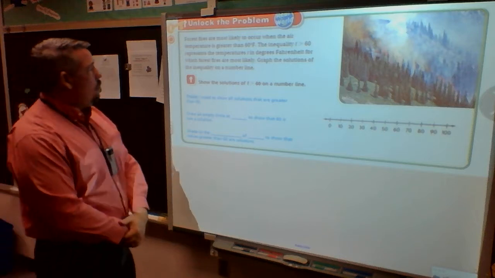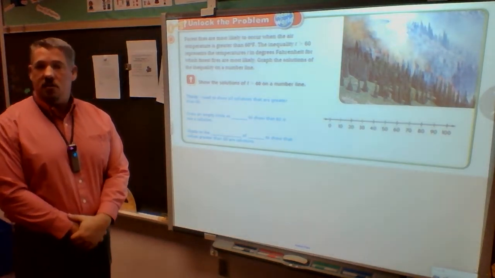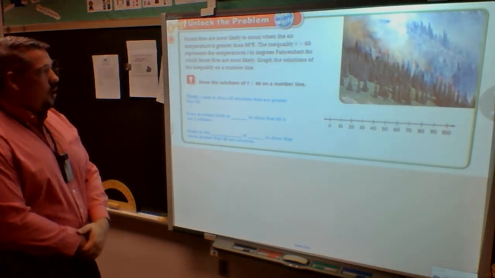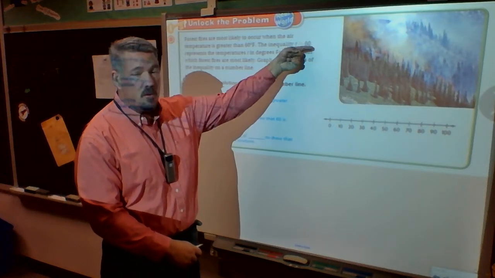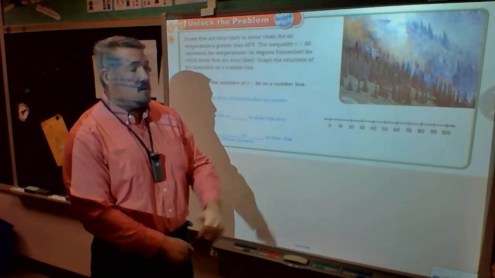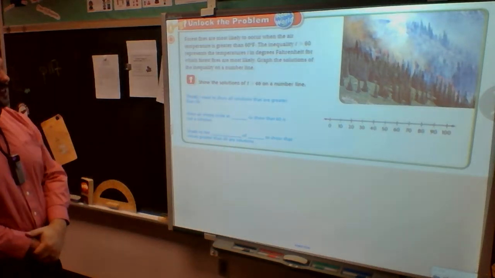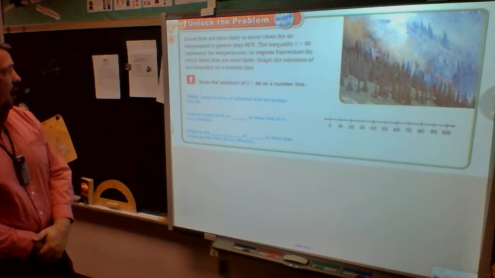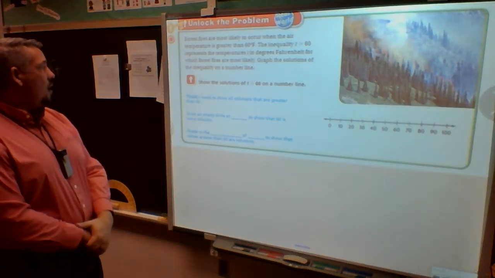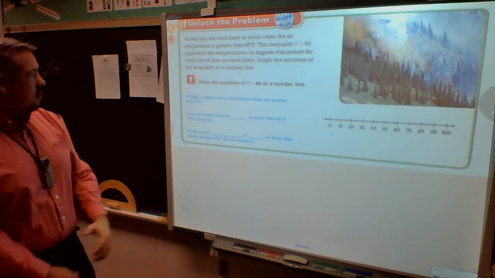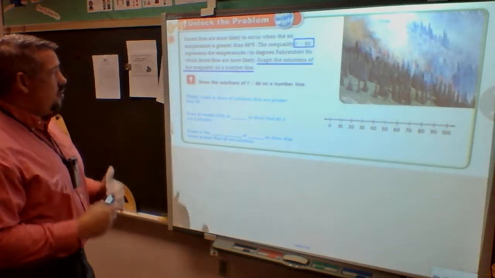Forest fires are most likely to occur when the air temperature is greater than 60 degrees Fahrenheit. The inequality T is greater than, and I know it's greater because the arrow points to the smallest number, therefore it has to be 60. So T is greater than 60 represents the temperatures T in degrees Fahrenheit for which forest fires are most likely. Graph the solutions of the inequalities on a number line. I'm not going to work through all of these because I don't want the video to get too long, but I'm just going to do what it says.